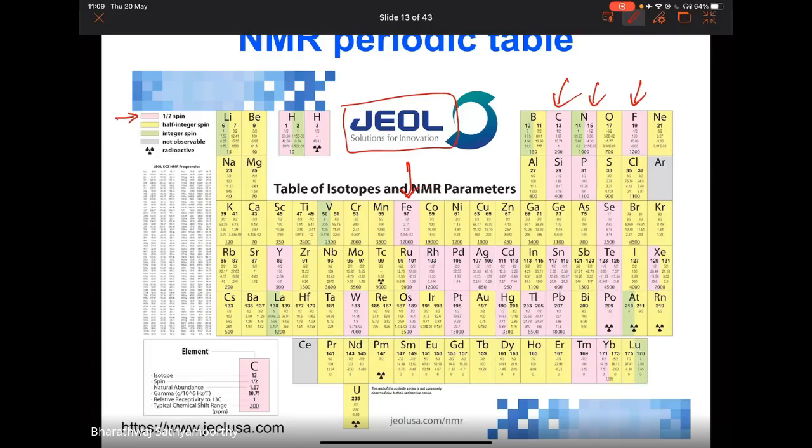On the other hand, the spin quantum number does not need to be half. It could be 1, 3/2, 2, 5/2, and so on. Those are shaded in yellow and green, where yellow indicates a half-integer spin, meaning n/2 type of spin, and green indicates an integer spin, meaning 1, 2, 3, and so on and so forth.